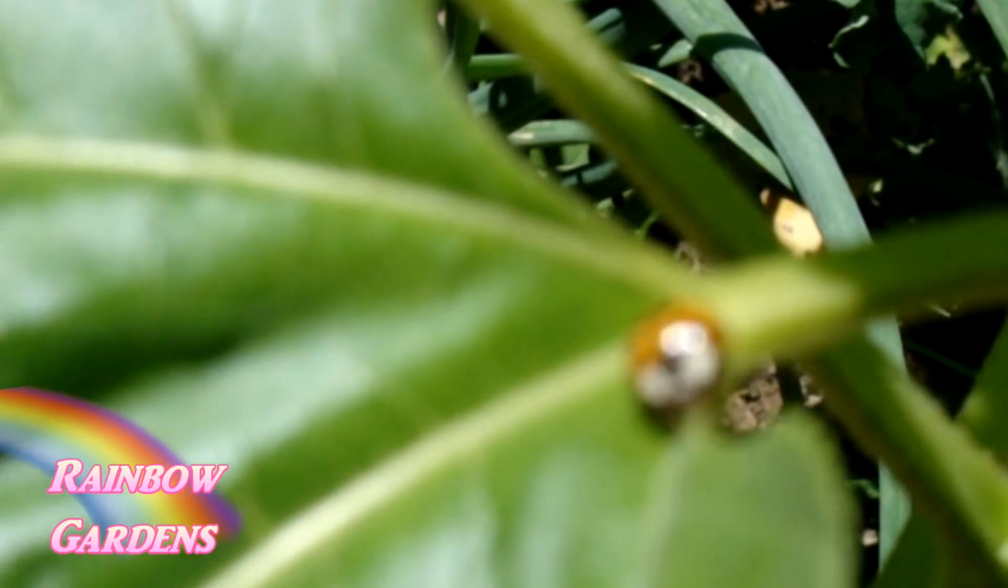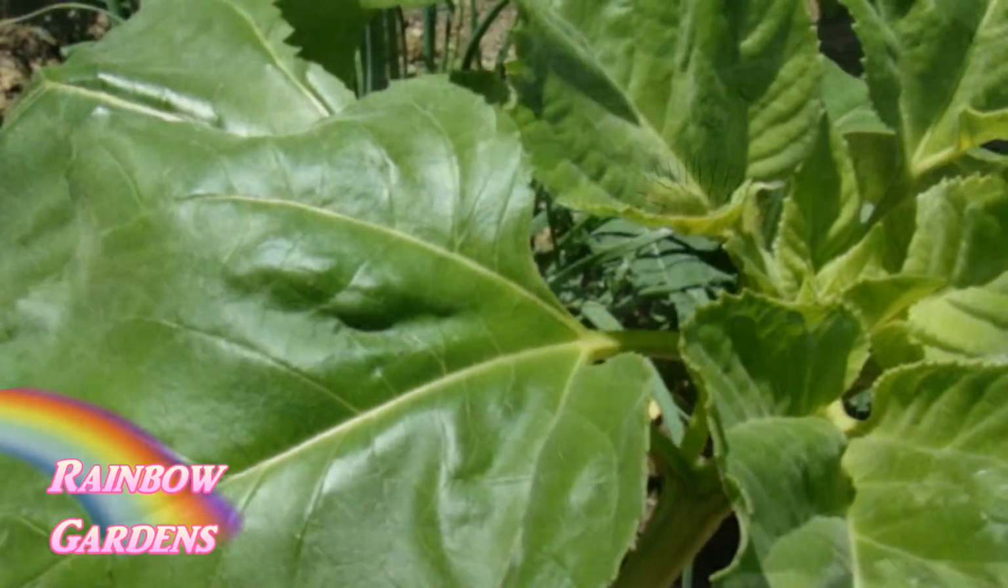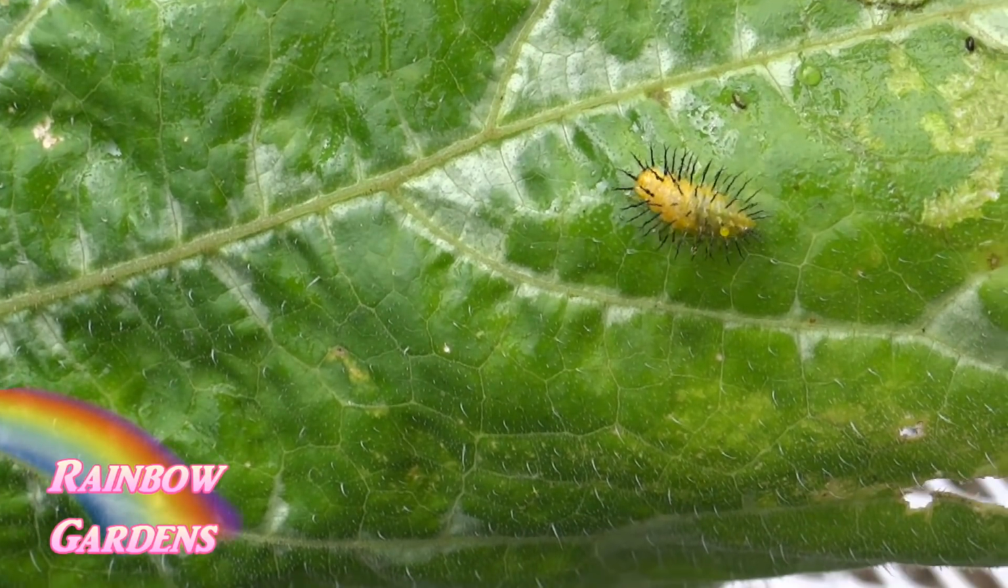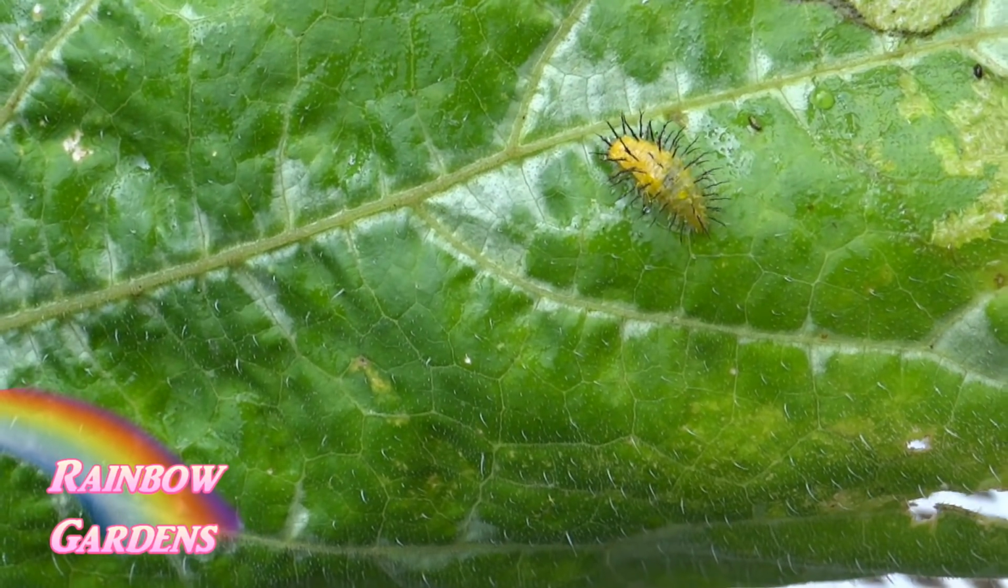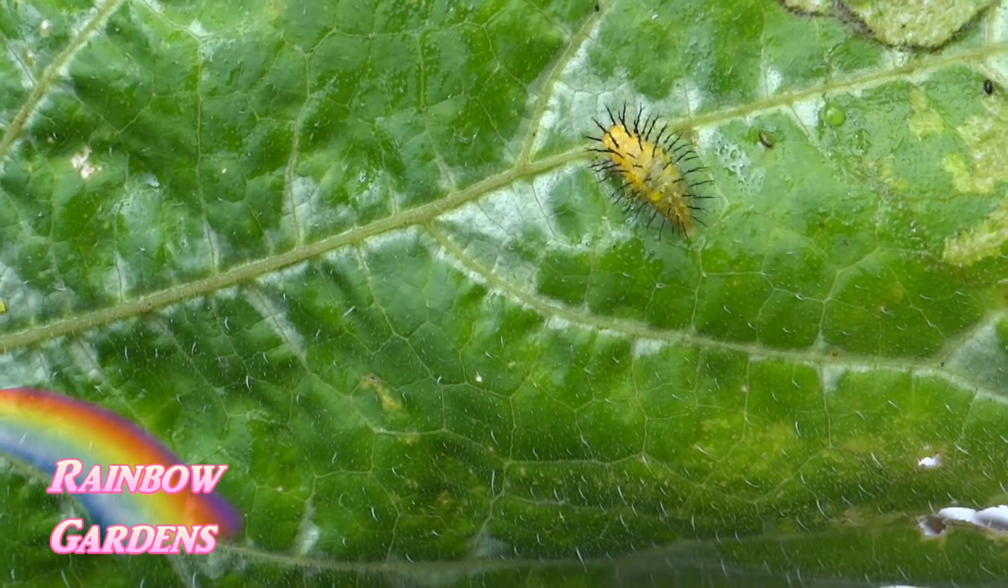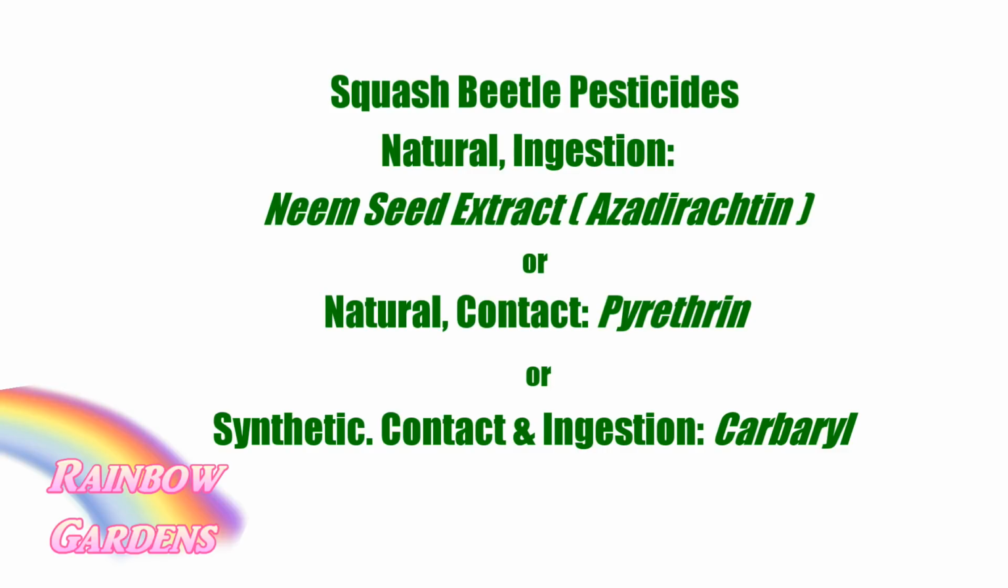And this here is a larva of the squash beetle. So those oftentimes will be up underneath your leaves as well. So here are a couple of options to control the squash beetle in your garden. And the first one here is a natural one which works through ingestion, so you have to spray it on those leaves, and it's neem extract.